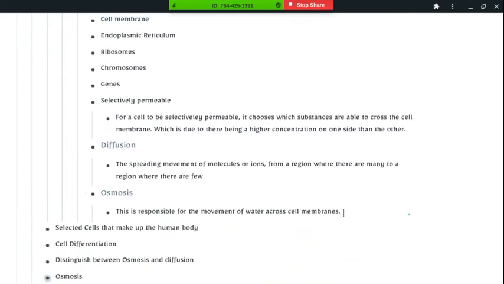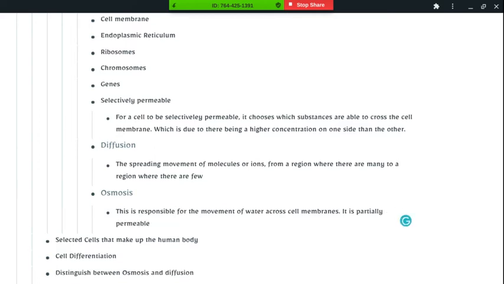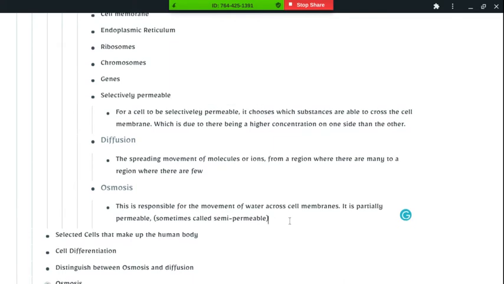Okay? So in other words, it is partially permeable. Sometimes called semi-permeable. Okay. All right.